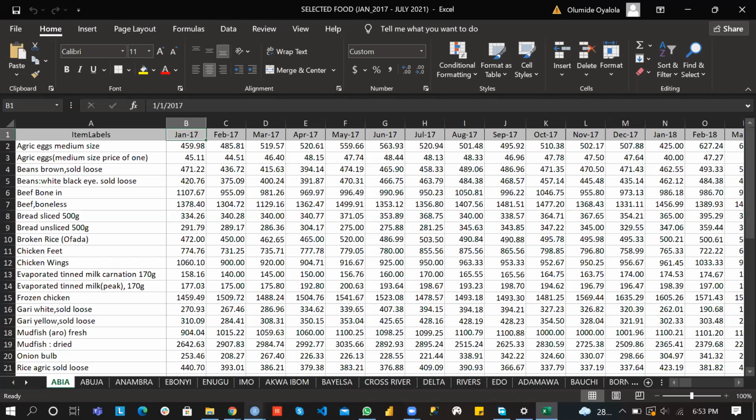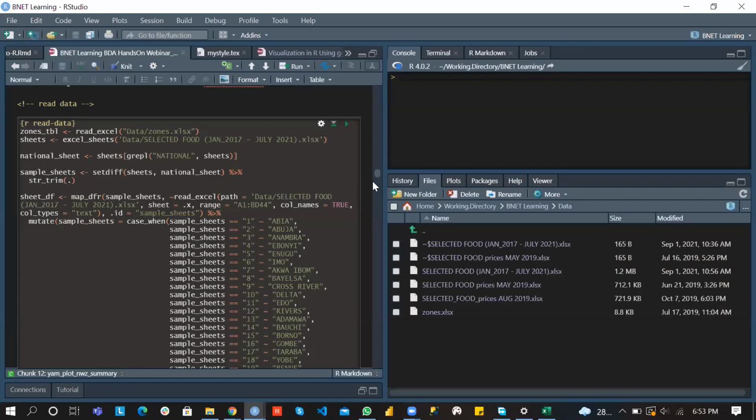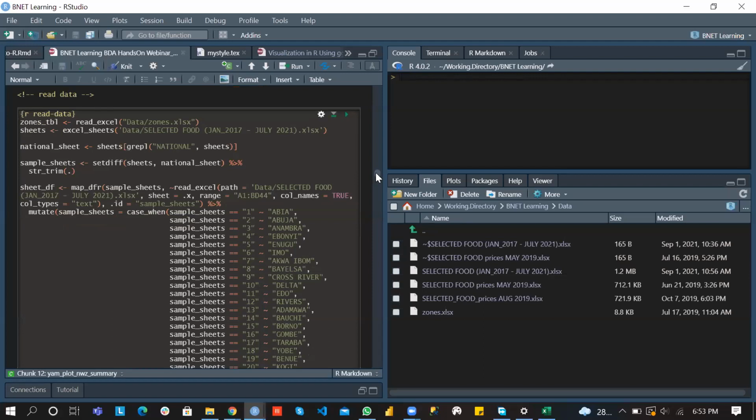So let me quickly do a walkthrough of what we have here. Earlier on in the workflow, I said everything starts with importing, and here is the line of code that imported the Excel file into R, the same way you load your Excel file into Power BI or Tableau as your BI tool, the same way you also import the Excel document into R.